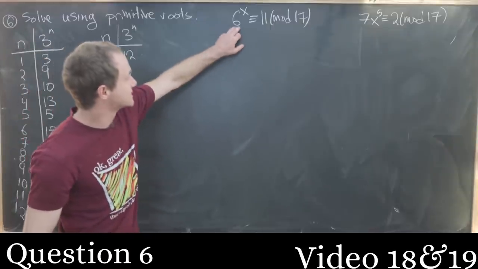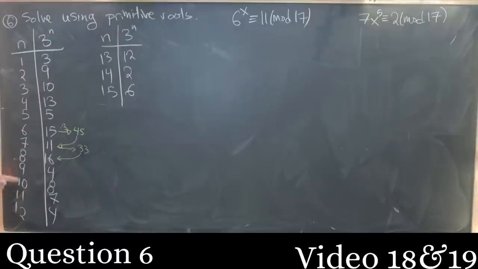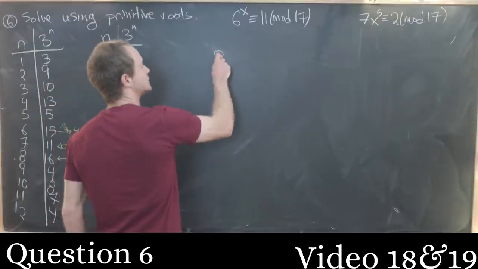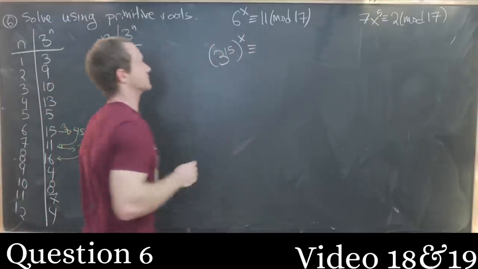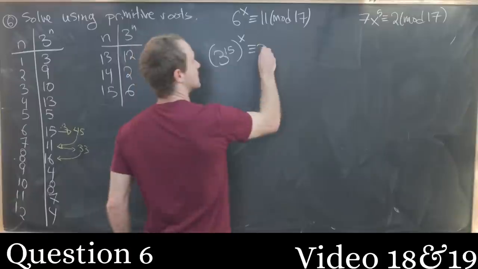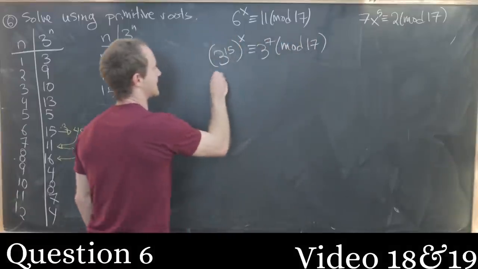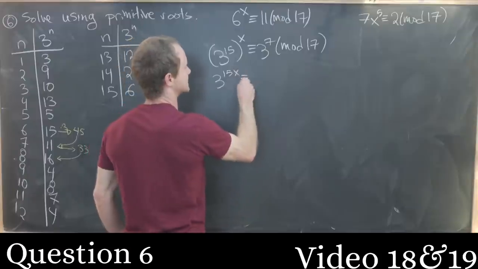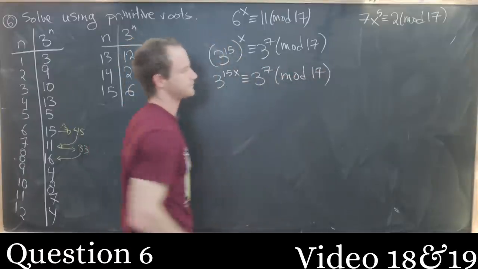Okay, now we're ready for this. So we will replace 6 with what? That. So we'll replace 6 with 3 to the 15. So we'll write this as 3 to the 15 to the x is congruent to 11, but 11 was 3 to the 7, mod 17. But that means we have 3 to the 15x is congruent to 3 to the 7 mod 17.